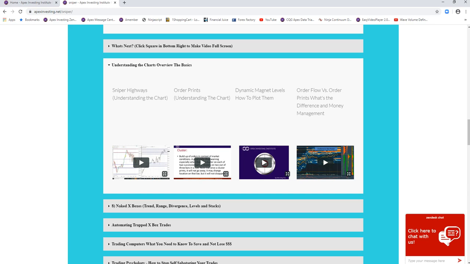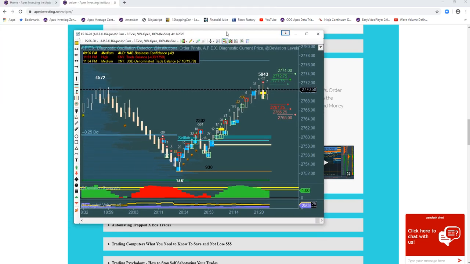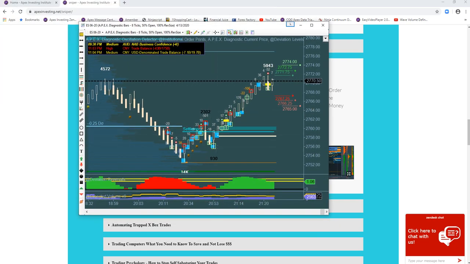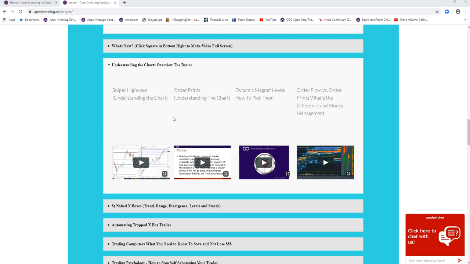Everybody see the box? Exhaustion box. Everybody see the blue? Trapped. So it's a trapped exhaustion box, what we call a TX setup. Great, you learned it. Move on. That's easy. This is the key.